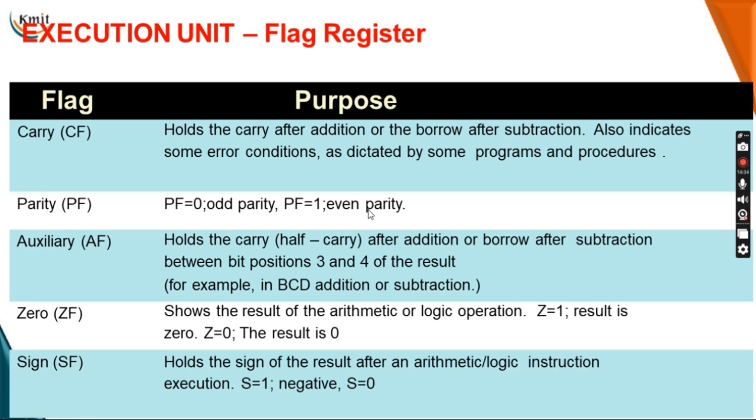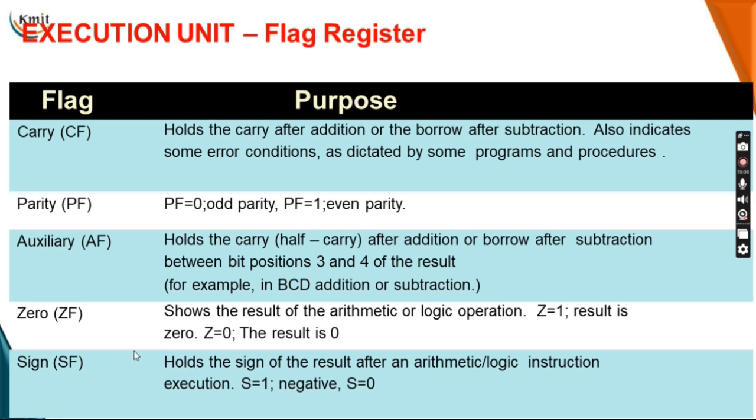Auxiliary carry flag: when we are going for some addition or borrow, half bit subtraction or half bit addition, if it is carrying over to the other half, nothing but 8 bit, 4 bits. If the lower 4 bits give a carry to the 5th bit, the auxiliary flag will be enabled. Zero flag: if the output is 0, this flag is set.